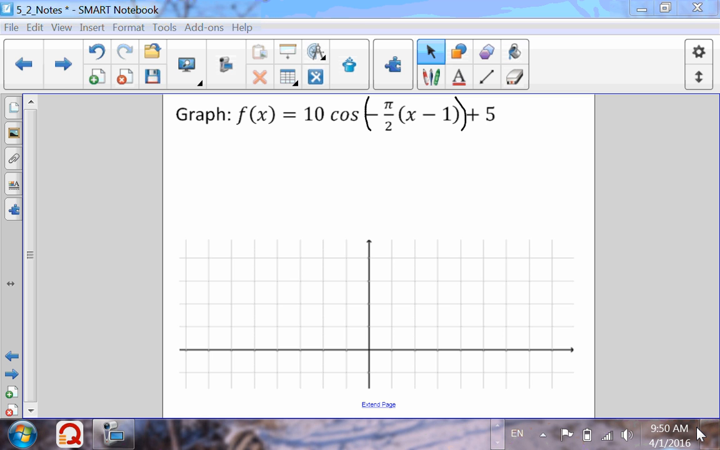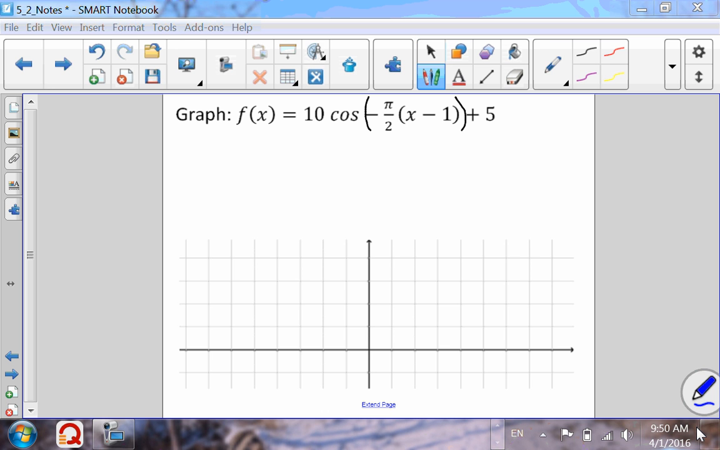What's the first thing? Yeah, that's it. It's about the same thing. The only difference with the cosine, you have to remember, is that we start at the max instead of starting in the middle. Okay. So what's the first thing we should do when you look at this rule?